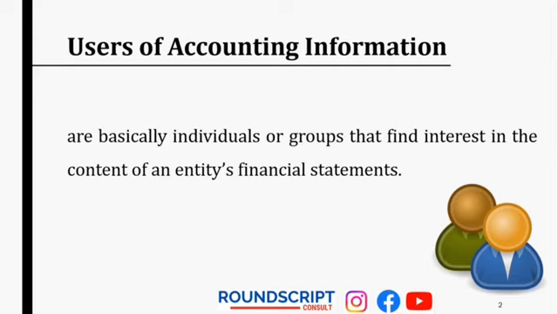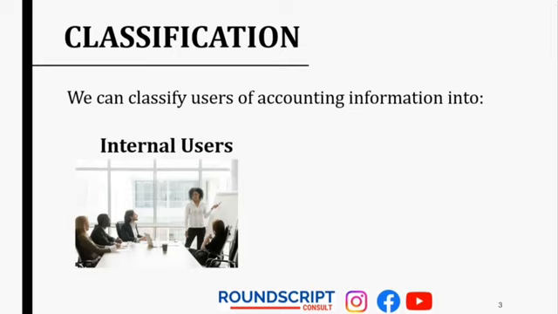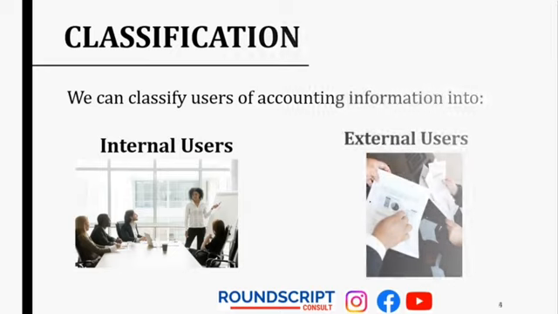statements. And the financial statements of an entity include the balance sheet, the statement of financial position, the statement of cash flows, the statement of changes in equity, and then the notes. Now, the users of accounting information of an organization can be classified into internal users and external users.